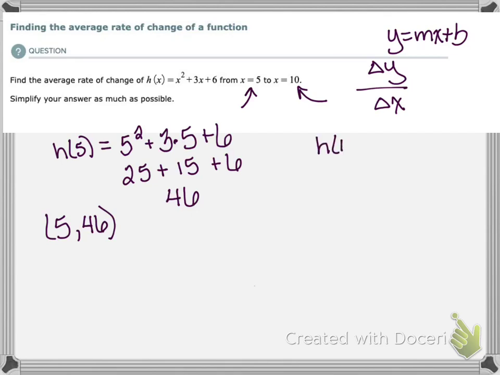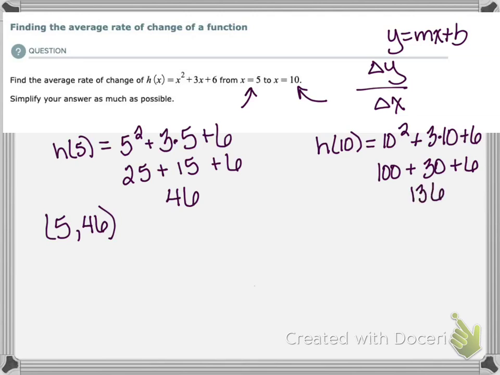So I have h of 10 equals 10 squared plus 3 times 10 plus 6. Okay, 10 squared is 100. 3 times 10 is 30. And then we have plus 6. So 100 plus 30 is 130. Plus 6 is 136. So again, we have an ordered pair. So my ordered pair is 10, 136.